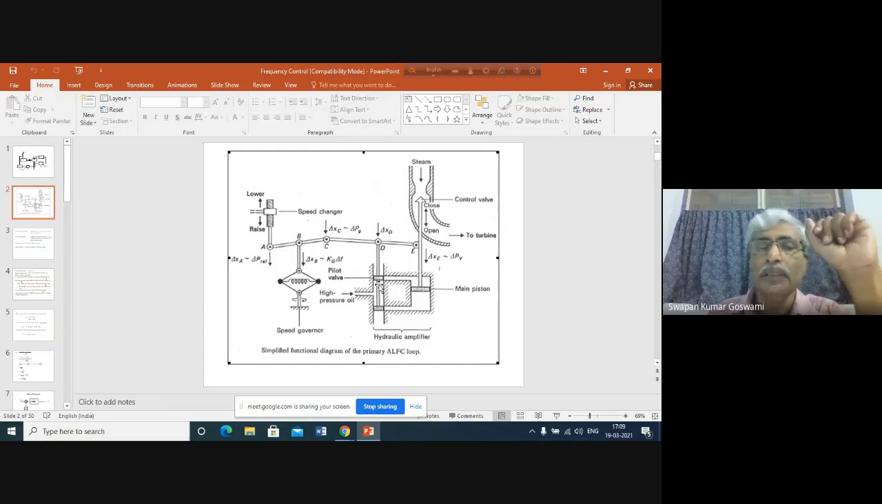Say D has been moved up. Okay, D has been moved up somehow because of movement of C. So an opening is created here. It has moved up. An opening has been created here.